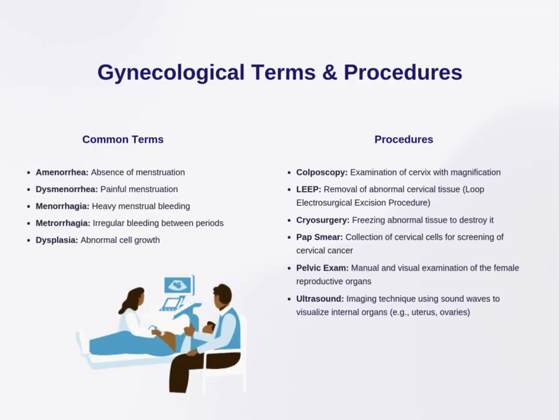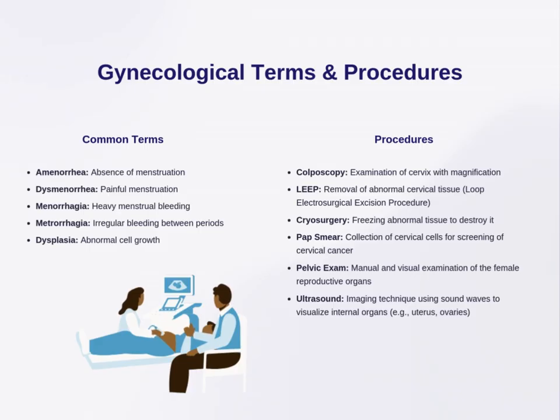Some more terms that you need to be familiar with. Gynecological terms and some of the procedures as well. Some common terms: amenorrhea, absence of menstruation. I'm sorry, I am having so much trouble pronouncing words today. Dysmenorrhea, which is painful menstruation. Menorrhagia, metrorrhagia, dysplasia, which is abnormal cell growth, which we typically refer to as our pre-cancer in the pap smear or cervical cancer screenings.